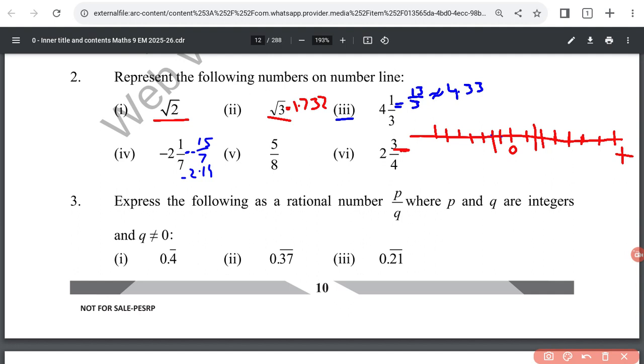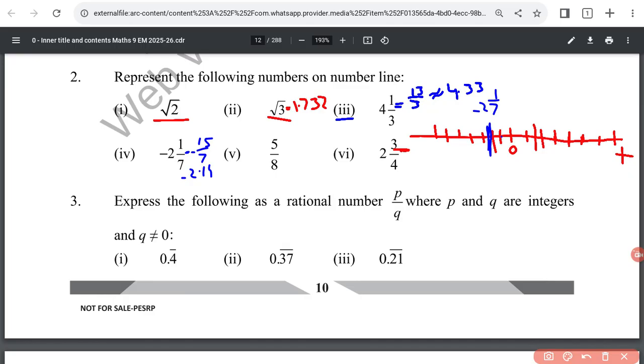So 2.414 will come here, almost here. So minus 2 times 1 over 7 will become here.